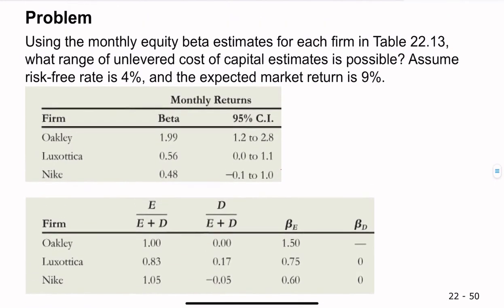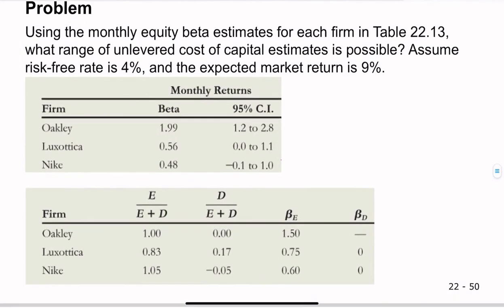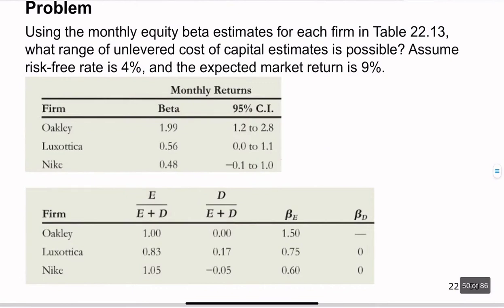So what you can see here is Oakley has the highest beta. And then the other two firms have lower betas. So what we will do is we will calculate these three firms' unlevered cost of capital, right? And then we will see what kind of range do we have here.